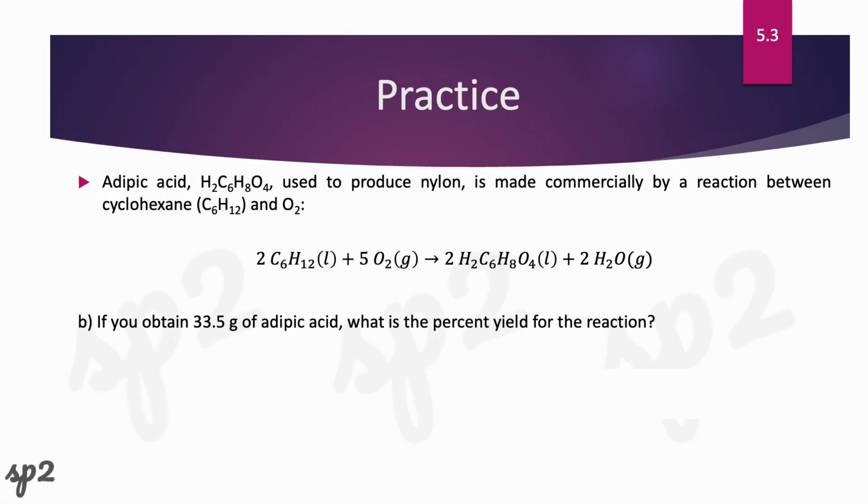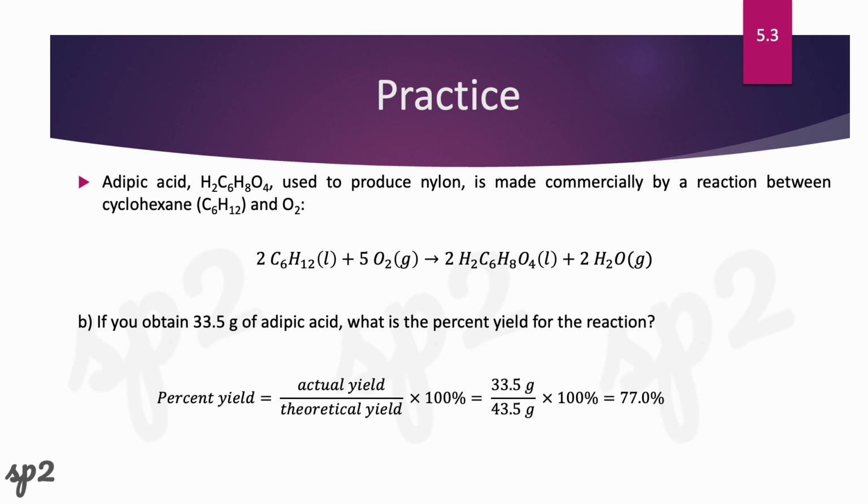Now, the next part is, if you obtain 33.5 grams of adipic acid, what is the percent yield for the reaction? We already got the theoretical yield in the previous part, which was 43.5. Here we have the actual value, which is 33.5. You multiply that by 100, and that is going to be about 77%.